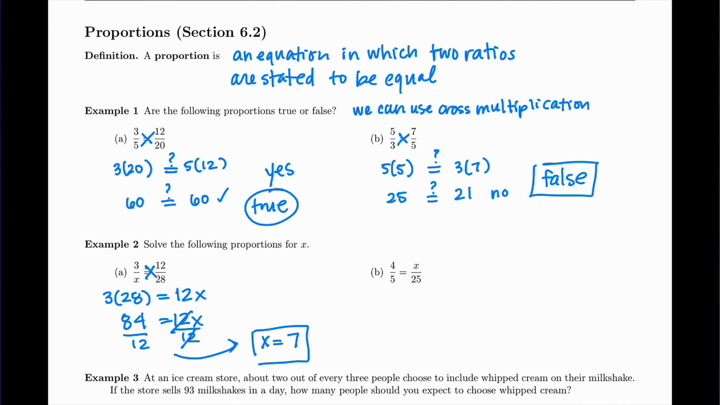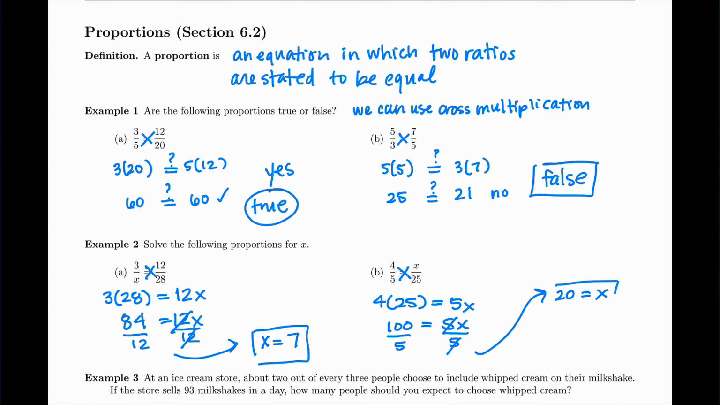Okay. For part B, we're going to do the same thing. So we have 4 times 25, set that equal to 5 times x. This is 100 equals 5x. We'll divide both by 5. The 5's over here cancel each other out. And we get that 100 over 5, which is 20, equals x. So in that case, x equals 20.